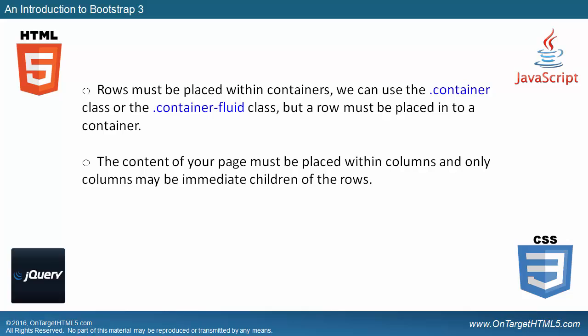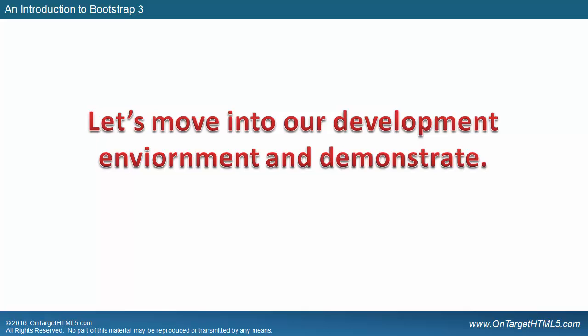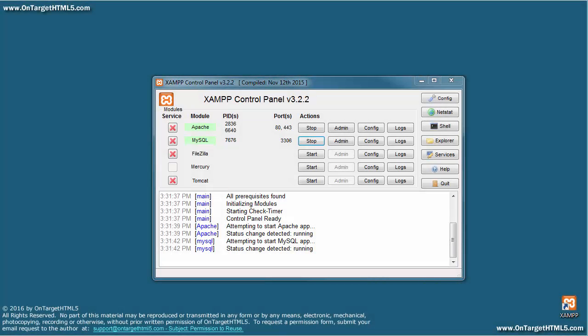It makes good sense. But just keep in mind that we have to have a container. The container must include our rows, and if we want to use columns, they must be part of or included inside the row. The grid system in Bootstrap is based on a 12-column layout. So let's move into our development environment and demonstrate some of the different things that we can do with the grid system in Bootstrap.